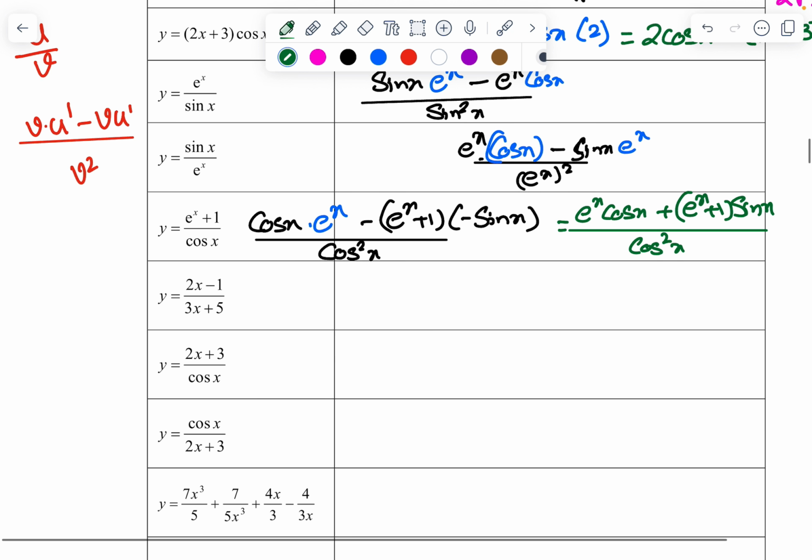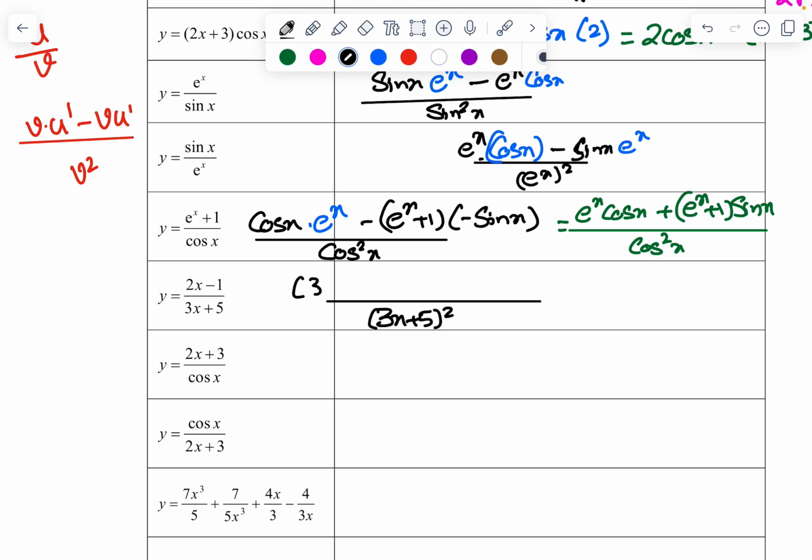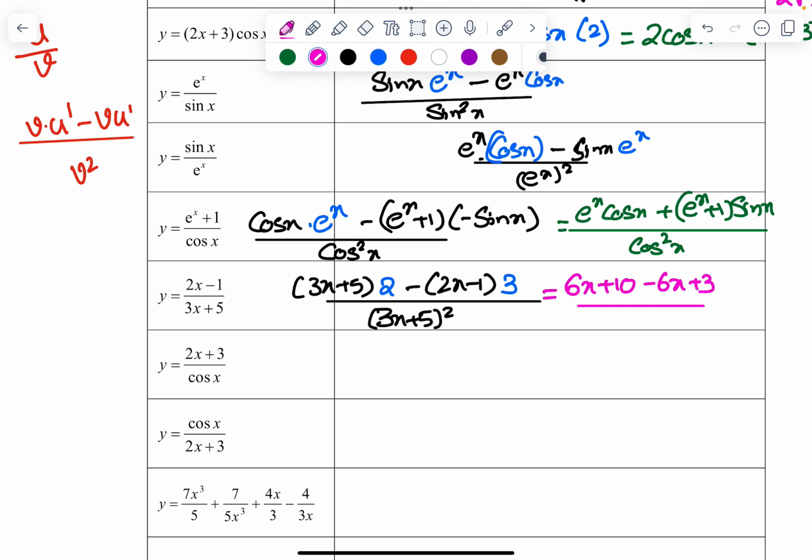Then 2x plus 1 by 3x plus 5. It's going to be 3x plus 5 whole square, 3x plus 5, 2x derivative is 2, minus 2x minus 1 and 3x plus 5 derivative is 3. So what does that become now? 6x plus 10 minus 6x plus 3 divided by 3x plus 5 whole square. So it's going to be 13 divided by 3x plus 5 whole square.